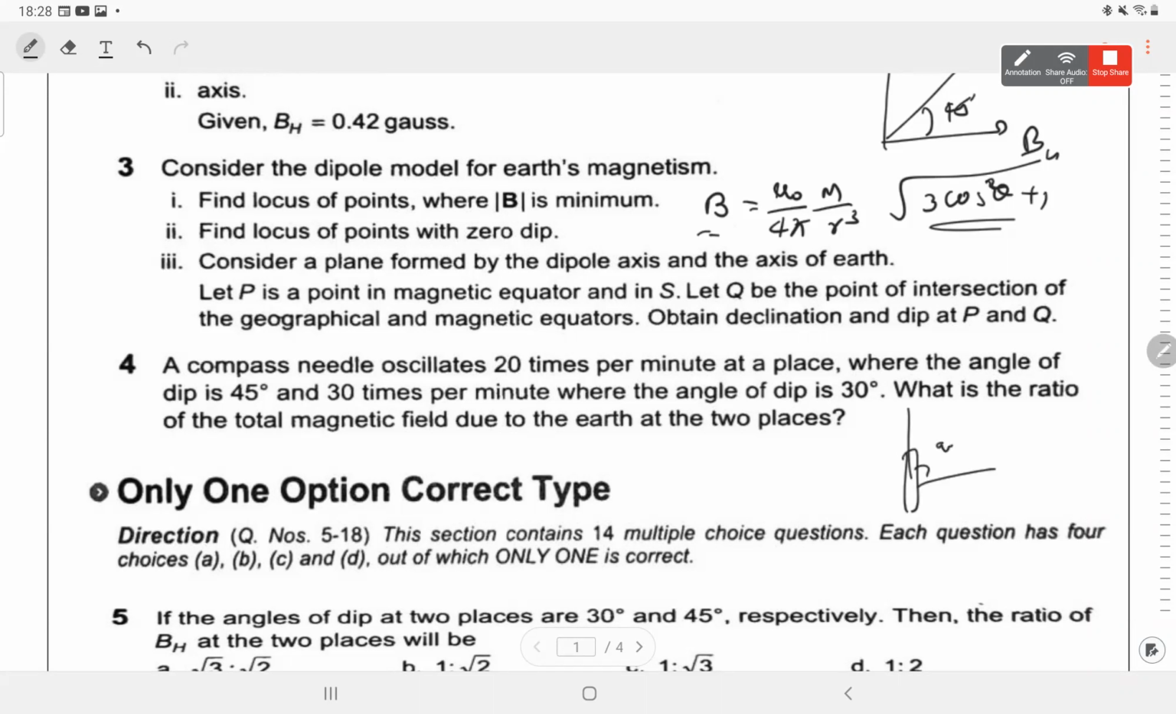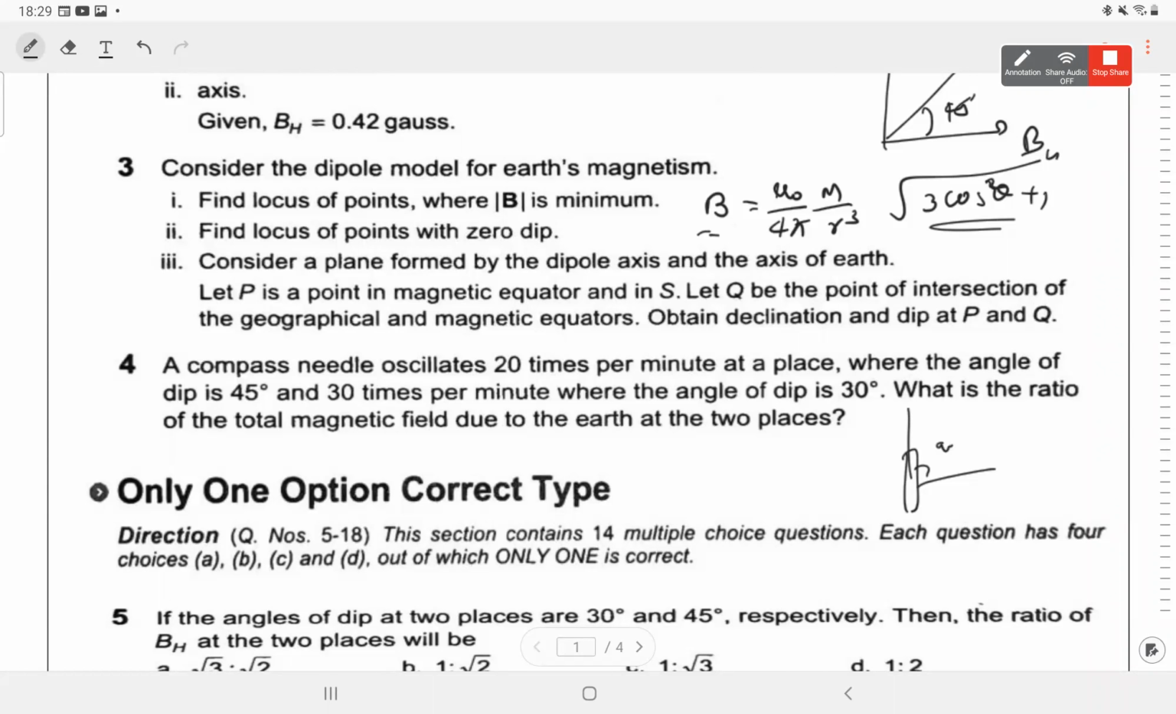Find the locus of the point with zero dip. Zero dip means where the net magnetic field is in the horizontal direction, and that is the equator only. At the magnetic equator the Earth's magnetic field will be horizontal, parallel to the Earth's surface. Consider the plane formed by the dipole axis and the axis of Earth. One is the magnetic meridian, another is the geographic meridian. Point P is in the magnetic meridian and is in the south, and Q is the point of intersection. So points P and Q are on the magnetic equator.